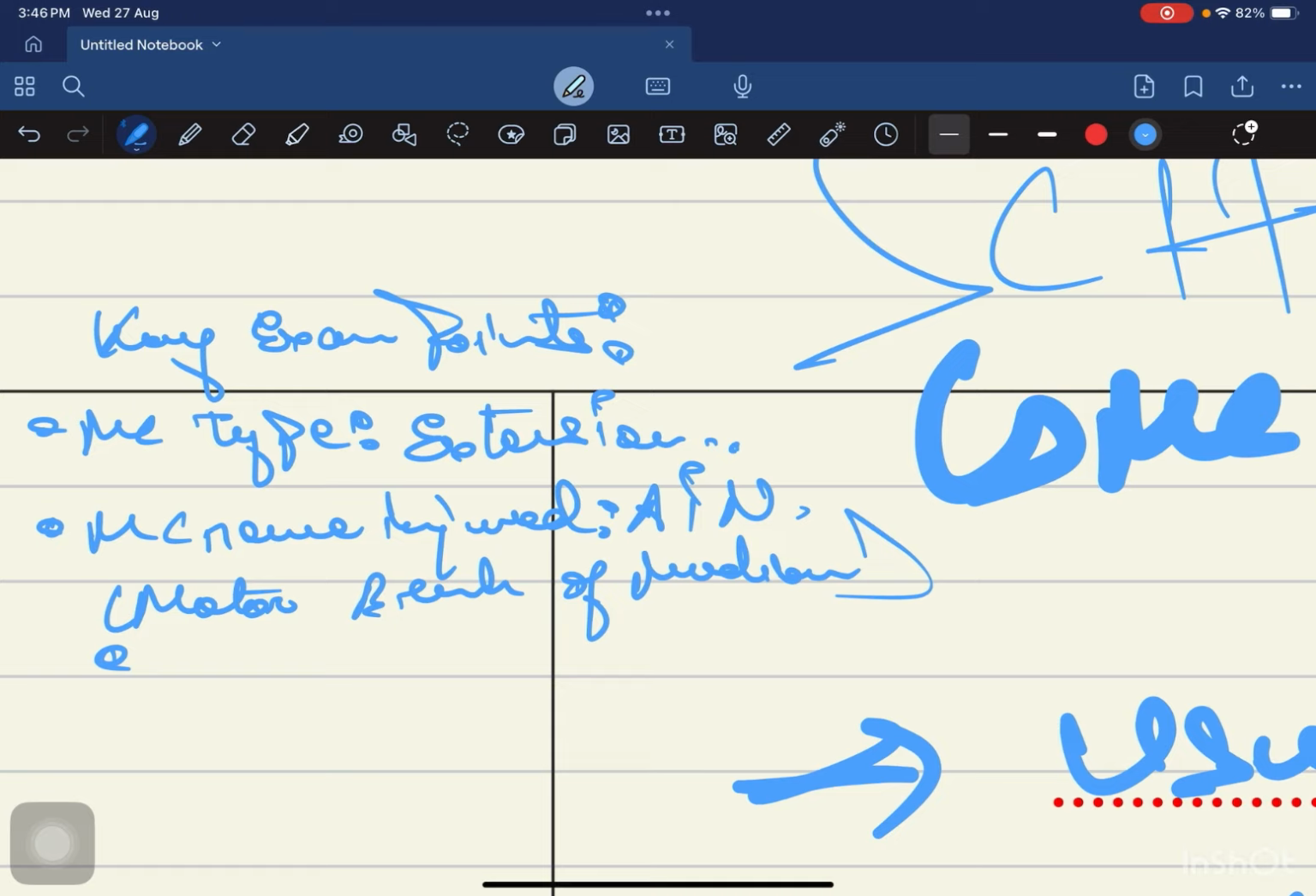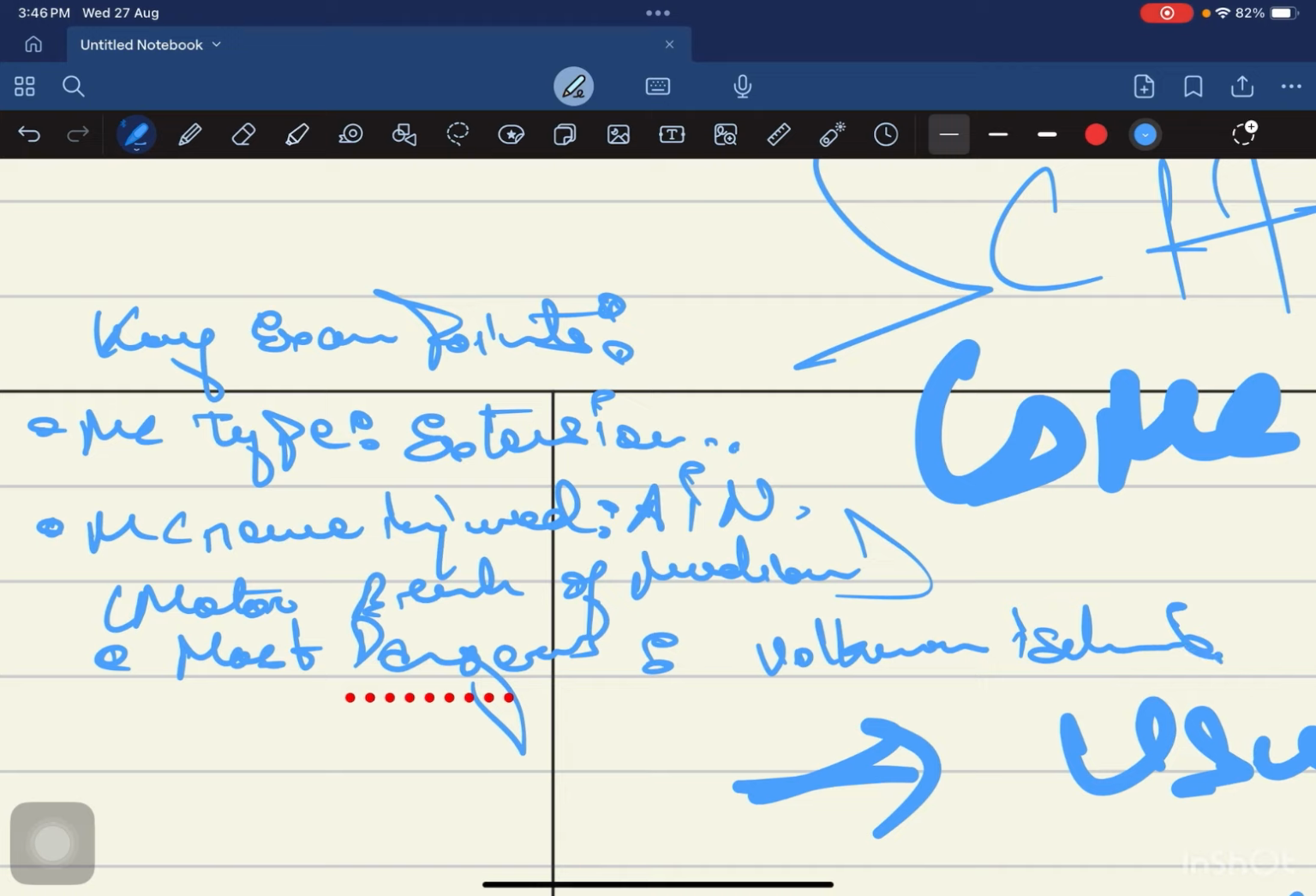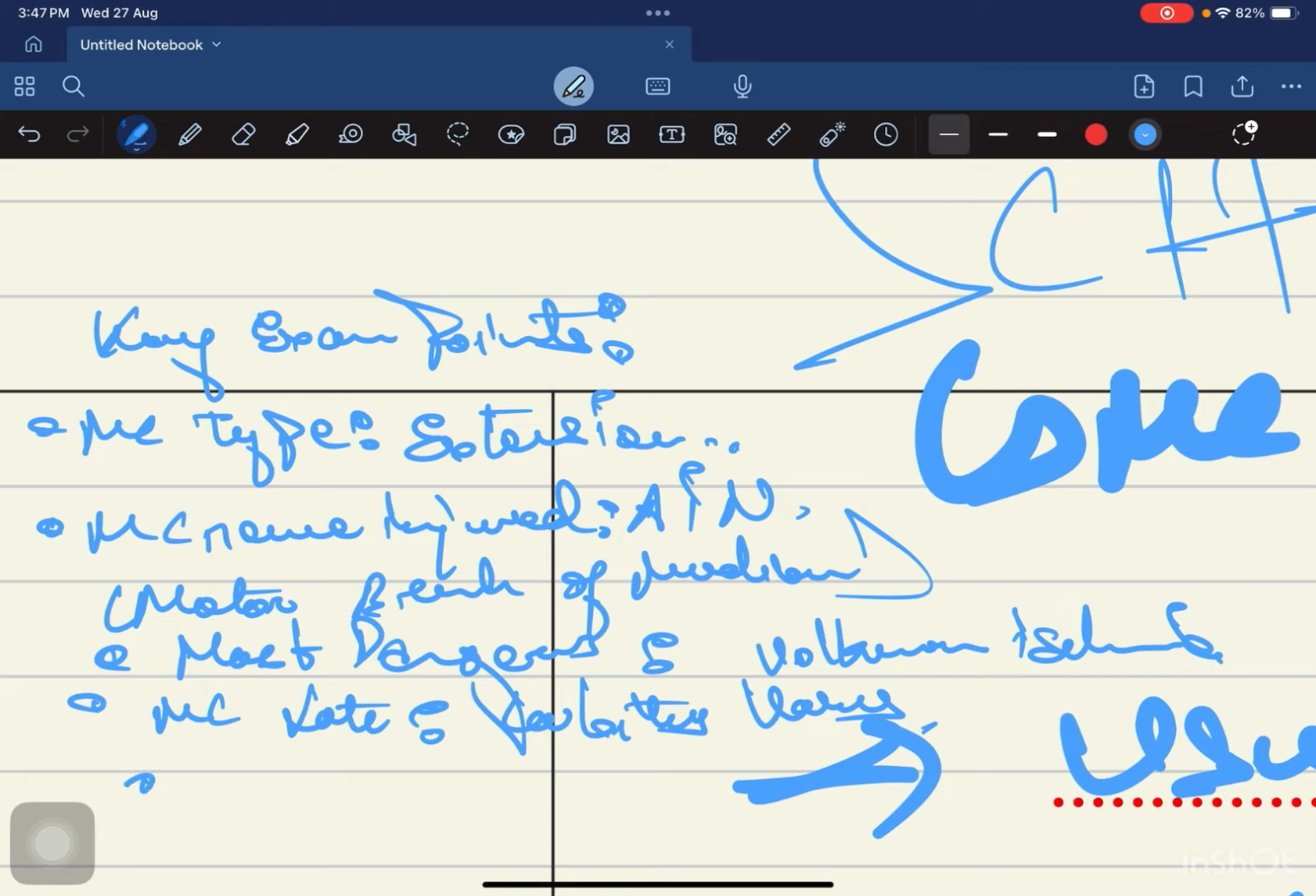Then your most dangerous complication. The most dangerous complication is Volkmann's ischemia. Then the most common late complication is cubitus varus. And the gunstock deformity is due to malunion, also known as cubitus varus. So, malunion.